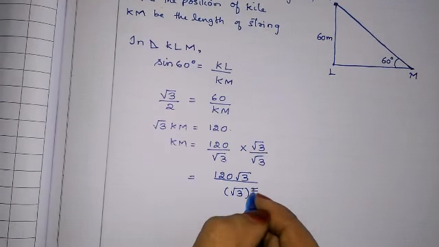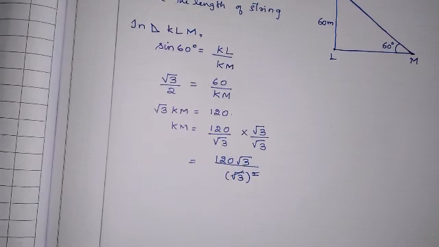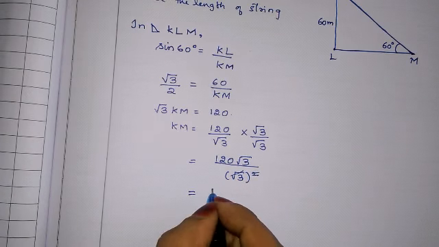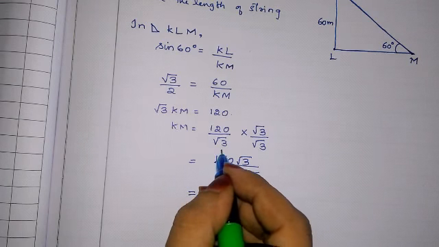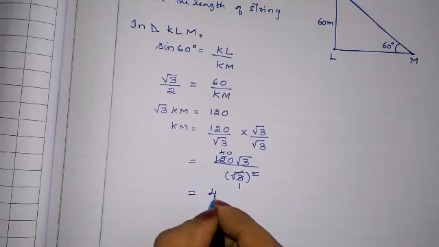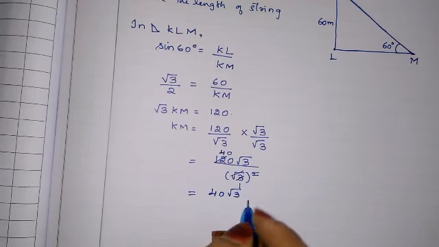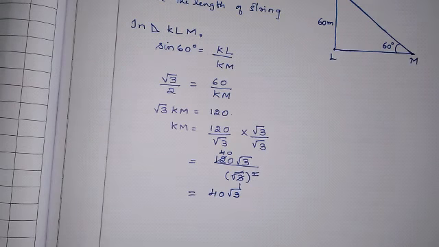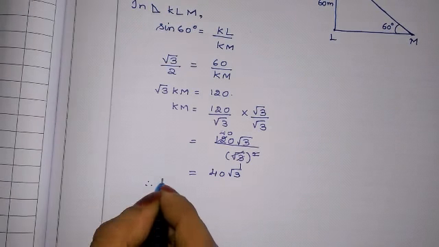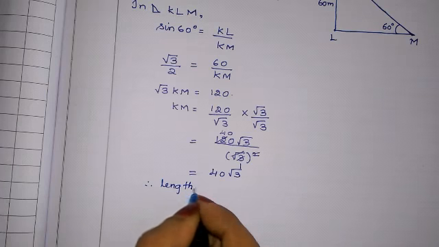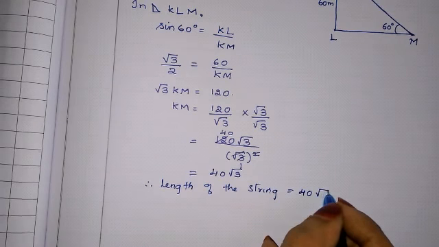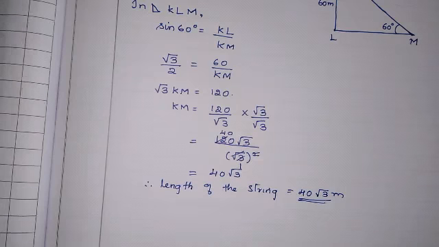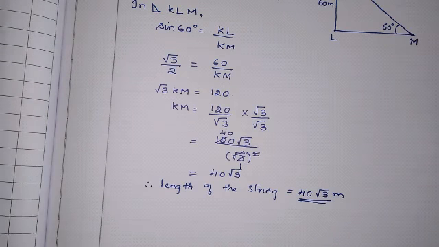Now what we have to do? Root square and root get cancelled. That is 120. 3 ones are 3, 3 fours are 12, 0 as it is. So 40 root 3 we get as the answer. So we have to write in the sentence: therefore, the length of the string is 40 root 3 meter. Like this we get the answer.